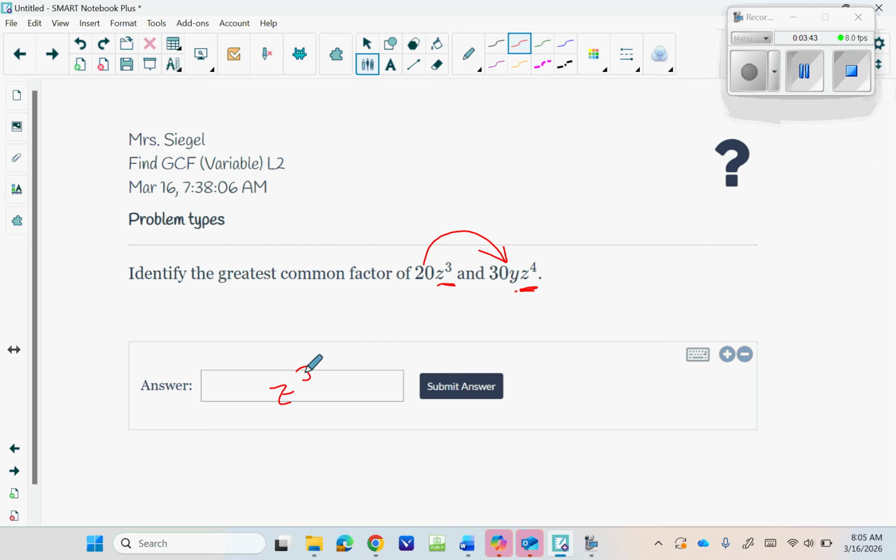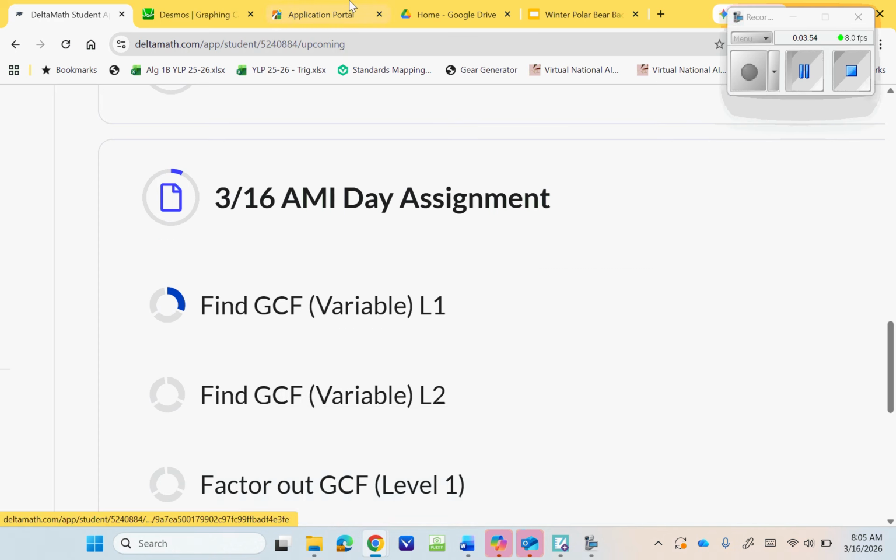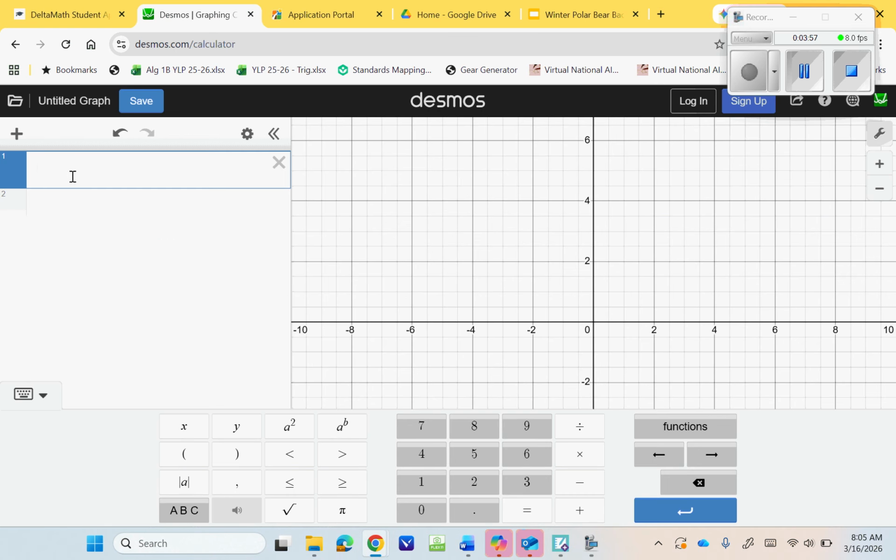So let's pretend you're totally stuck and you don't know the biggest number that goes into both 20 and 30. I'm going to show you a cheat. You can't do this on the test. You can't use Desmos on the test. But to get started, if you're having issues with the GCF, this is a nice place to start. If you don't know the GCF of 20 and 30, go to Desmos and type in GCF and then parentheses and the 2 numbers, 20 and 30, and it will show you the answer.